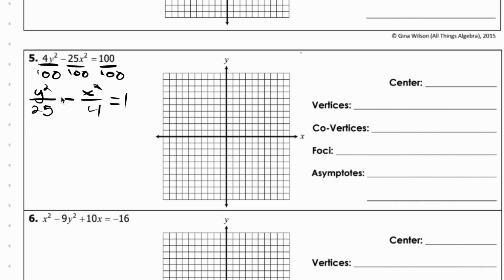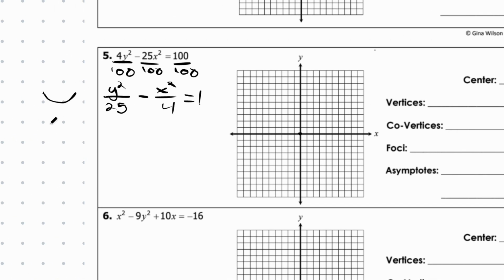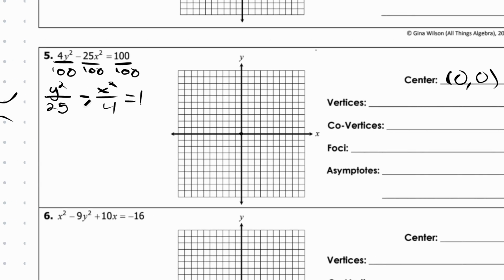And so what's our center? Just looking at this, it's just going to be 0, 0. We don't have any horizontal or vertical shifts. So I'm going to plot that right here. And then our vertices, well, our y term comes first in this case. So we're going to be graphing something that looks like this. And so that means our a value is always going to be in the denominator of our first term. So a squared equals 25, which means a equals 5.